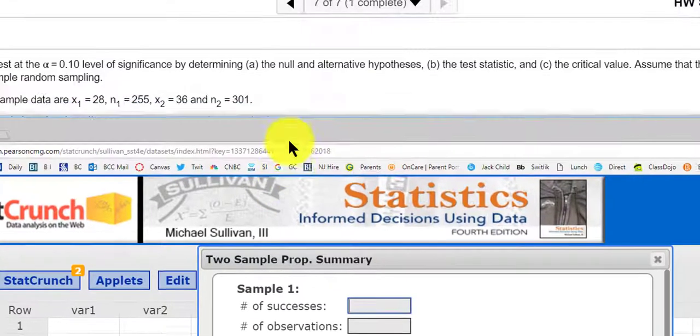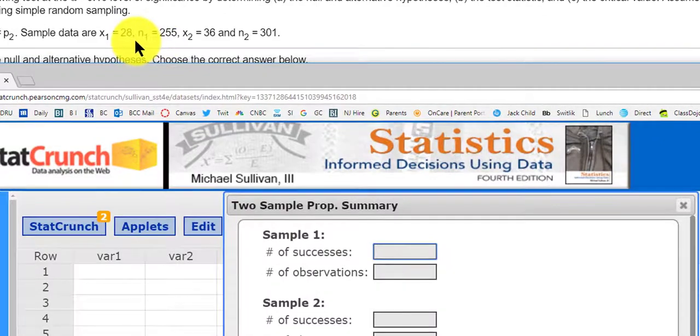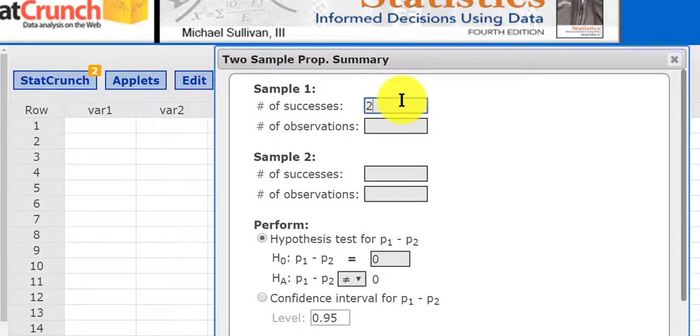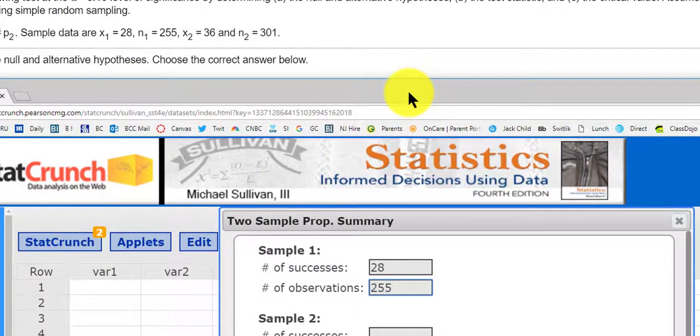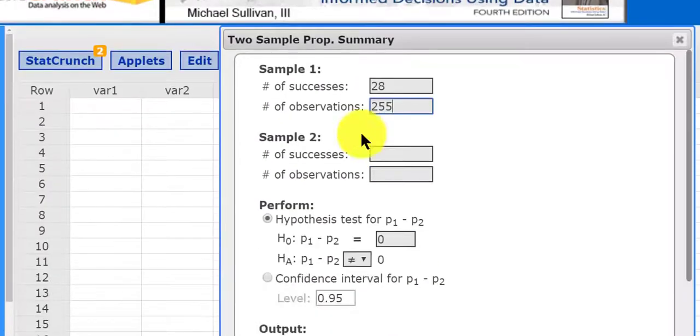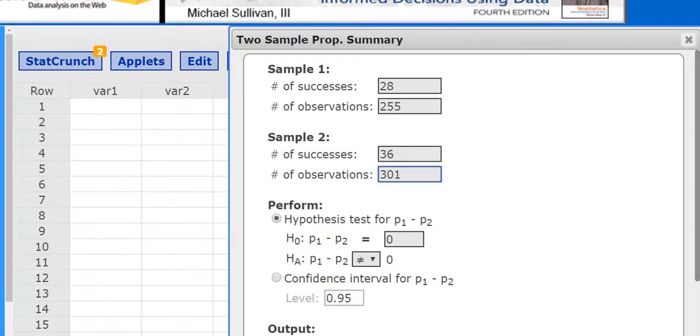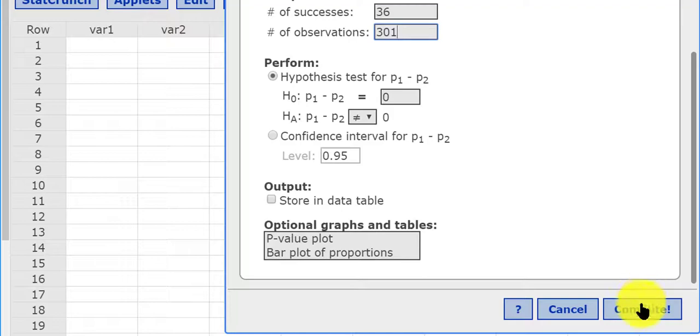So when I go back to the original problem, the first set here was 28 successes out of 255 observations. So I'm going to enter 28 and 255. And the other proportion was 36 out of 301. So we enter 36 out of 301, and we have the hypothesis test. Okay, we have our null and alternative. So I can simply press compute.